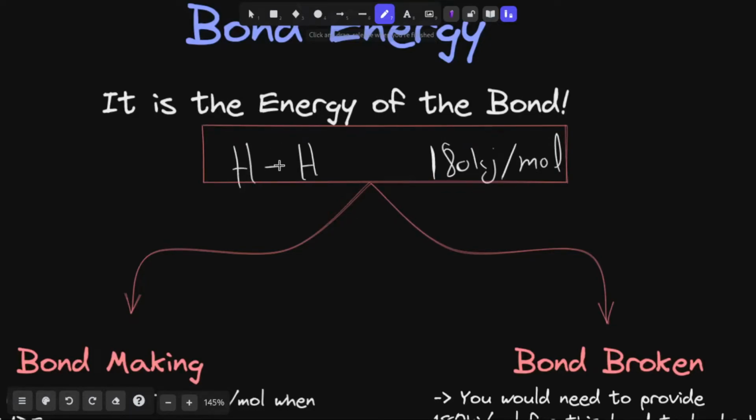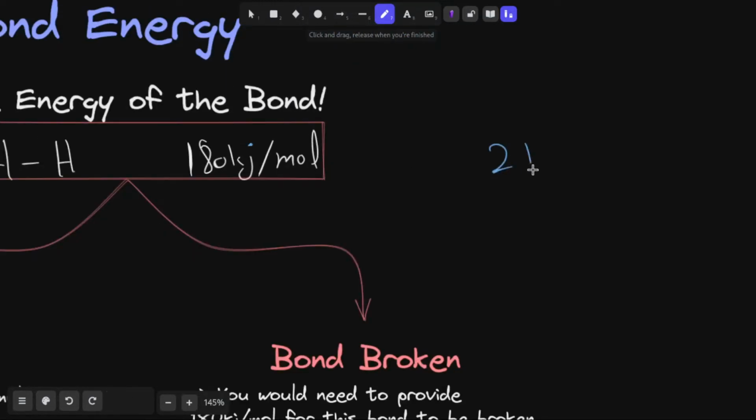For example, we have a hydrogen to hydrogen bond, and the examiner has told us that 180 kilojoules per mole is its bond energy. Now, keep in mind that understanding moles is quite important for this chapter, because this per mole is coming in the middle. So, for example, if you have 2H2 in the reaction, you will say that in total this has 2 times 180 kilojoules, or 360 kilojoules of energy contained within its bonds.